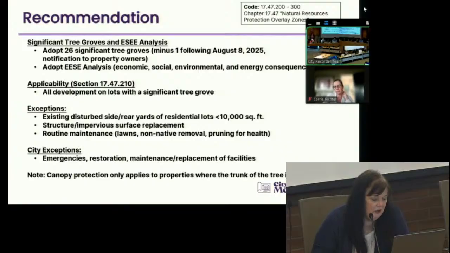So what you have in front of you is to adopt 26 significant tree groves, adopt the ESEE analysis, because that's the findings to allow us to do this, and then the zoning ordinance that talks about how it impacts properties.